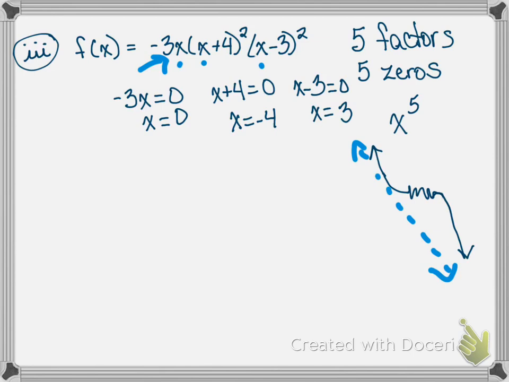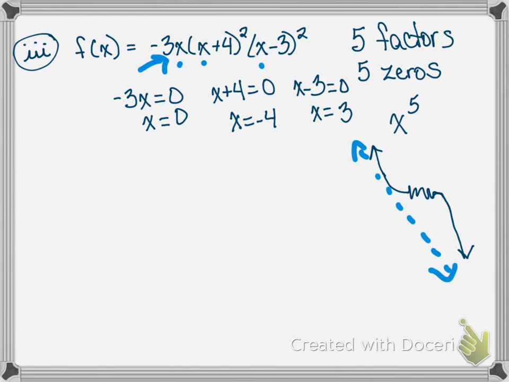Okay. When we last left this problem in the first video, we had decided that this had 5 factors. It also has 5 zeros, and we had found those zeros. We have x equals 0, x equals -4, and x equals 3. We also have determined the end behavior of the graph, because we have that negative in front. So it's going to look similar to a negative slope of a line.